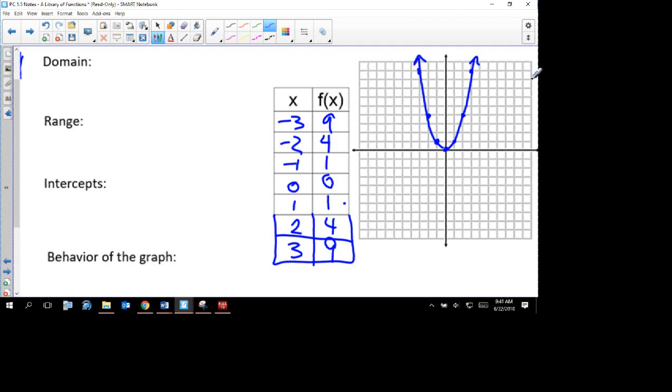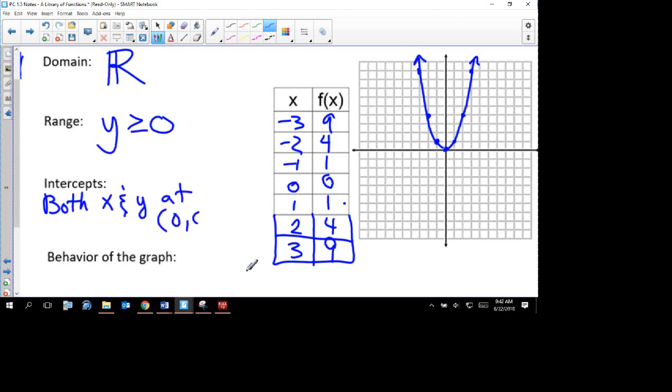Domain, left to right. All real numbers. Range, down to up. How far down? Goes to 0, then it goes up from there, so we say y greater than or equal to 0. Intercepts for both x and y at 0, 0.